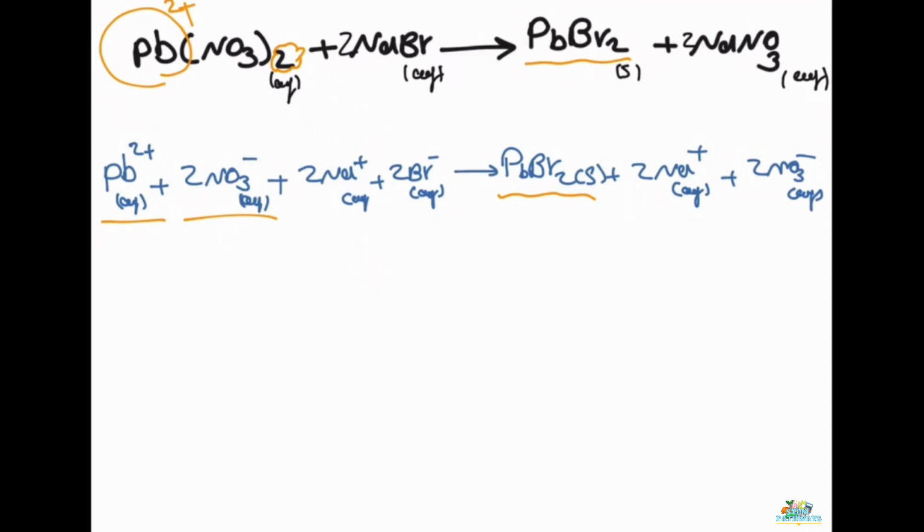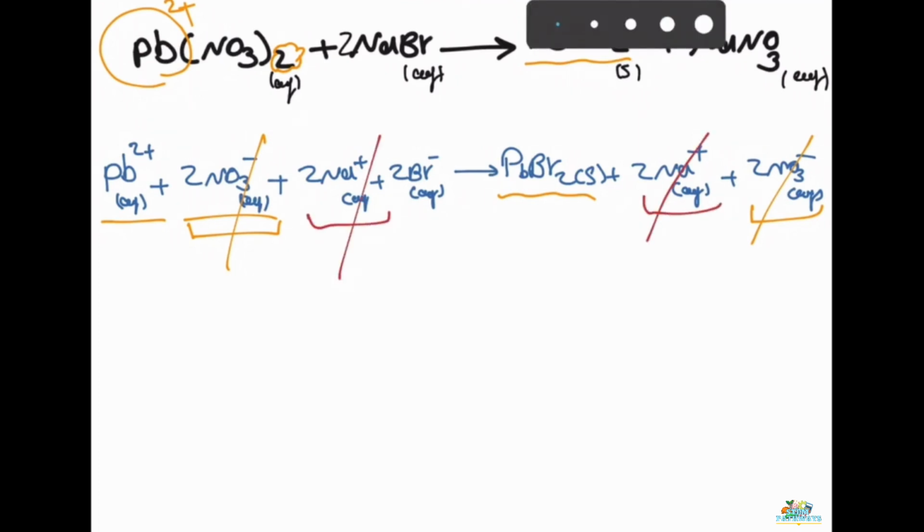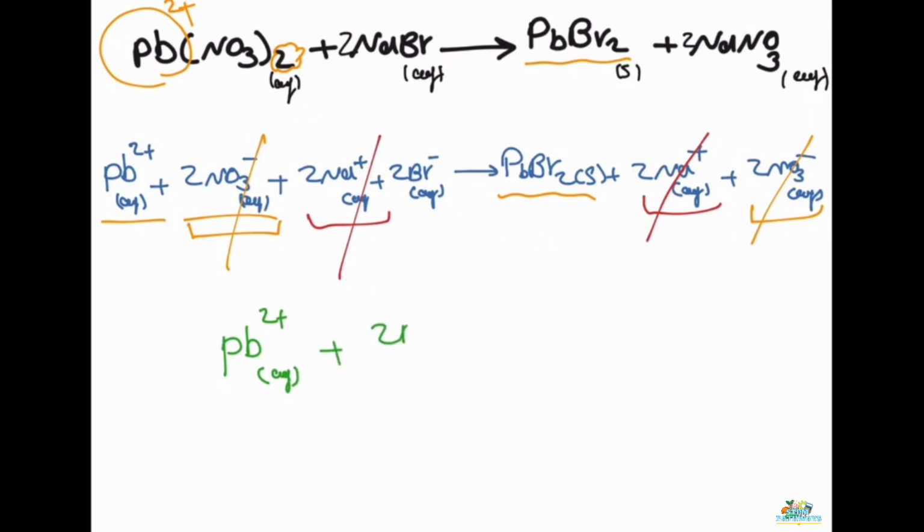Now, what are the spectator ions or compounds? The spectators are, as you know, the NO3- canceling together, and the other one is the two sodiums. So what is left? We have Pb2+ in aqueous form plus 2Br-, and the result is PbBr2, which is a solid product. So this is a net ionic equation and also the precipitation reaction which occurs in this equation.